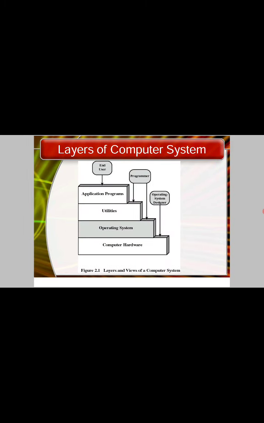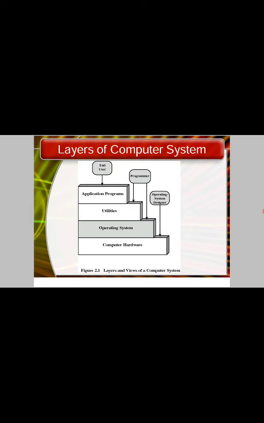So what are the layers of a computer system? There are many different layers of a computer system. Layers and views of a computer system: first, in the bottom layer, is computer hardware. Second is the operating system. Third is utilities and application programs. So in the bottom layer, hardware is used.